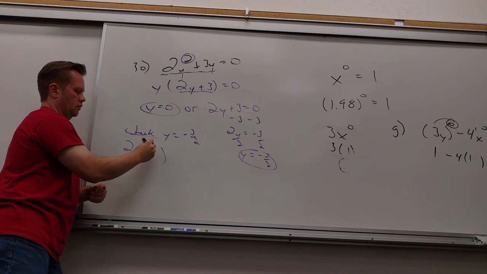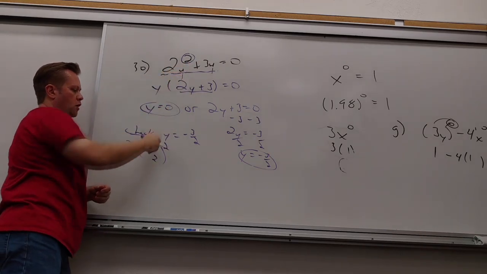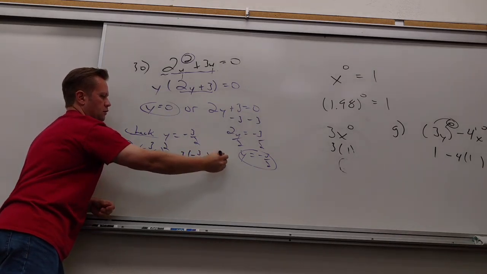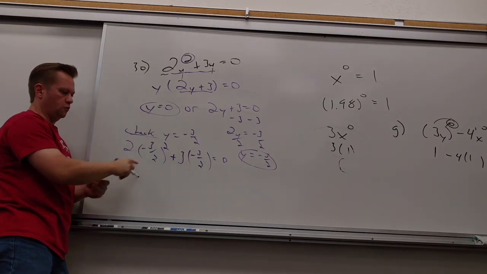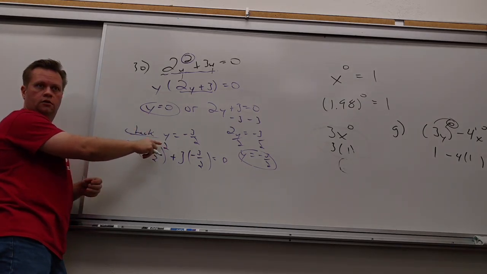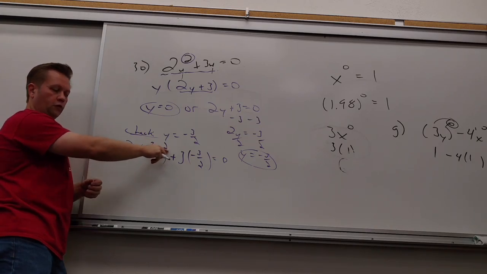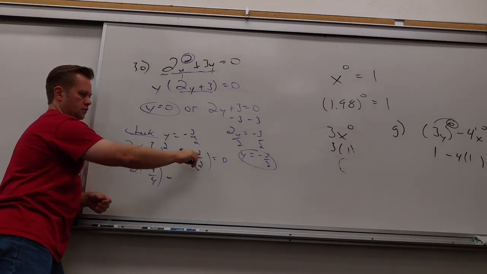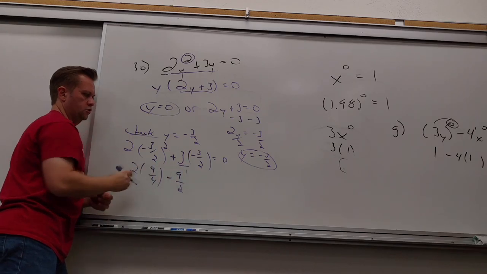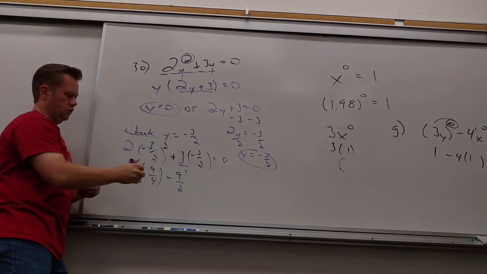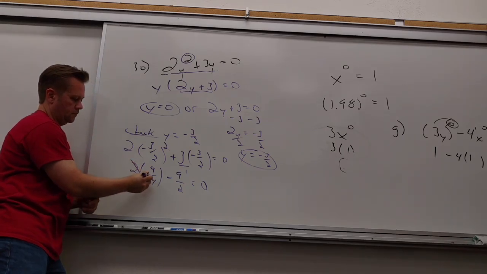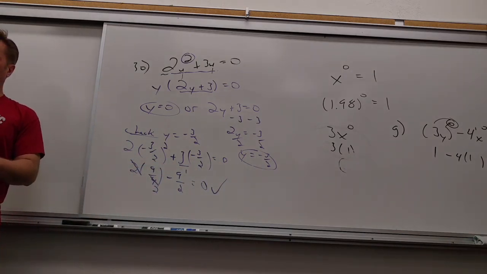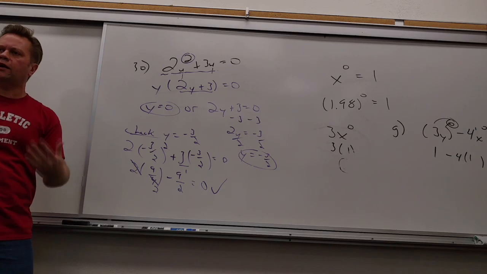So here I would put negative 3 halves squared: 2 times y squared plus 3 times y, and that's supposed to be 0, right? So what's negative 3 halves squared? 9 over 4. Over 4. Plus 3 times negative 3 halves is minus 9 over 2. And is that supposed to equal 0? 9 halves minus 9 halves. Oh, okay, check. So you can check it, you just can't put two different values in at once.